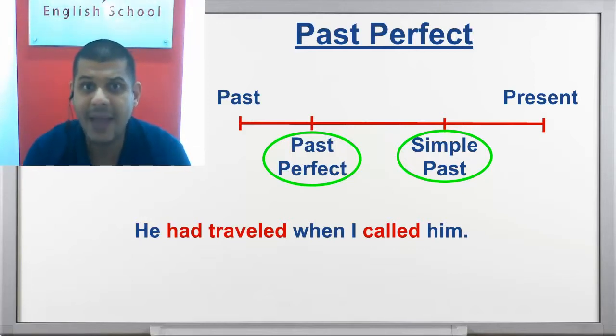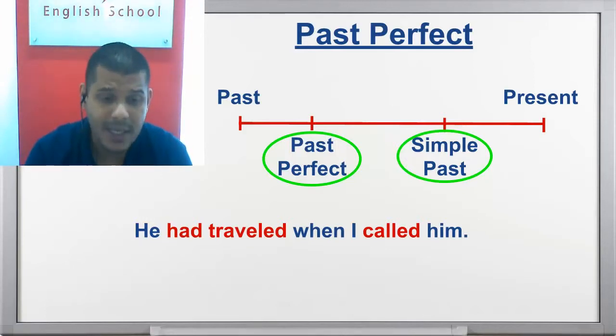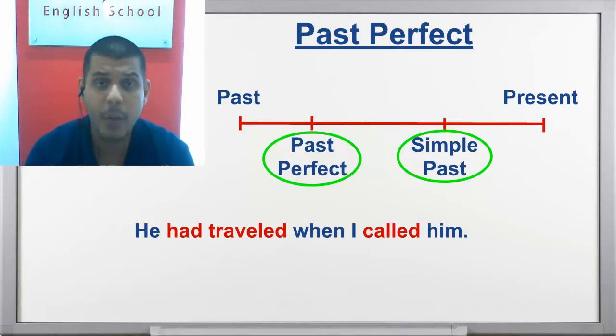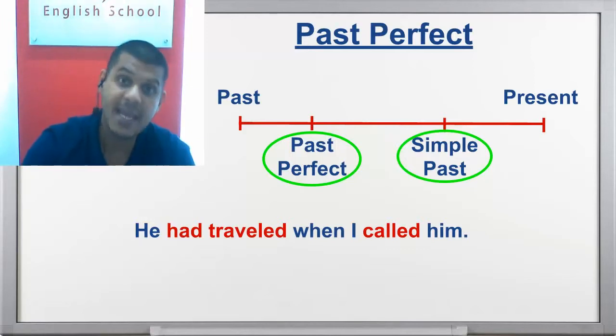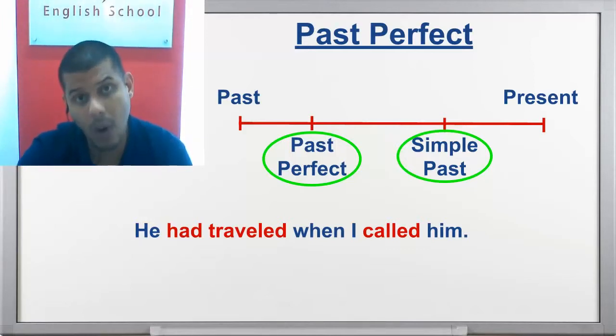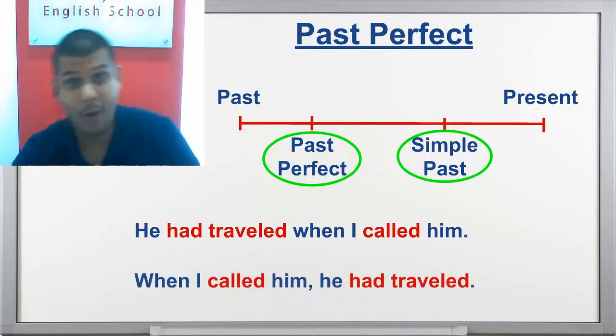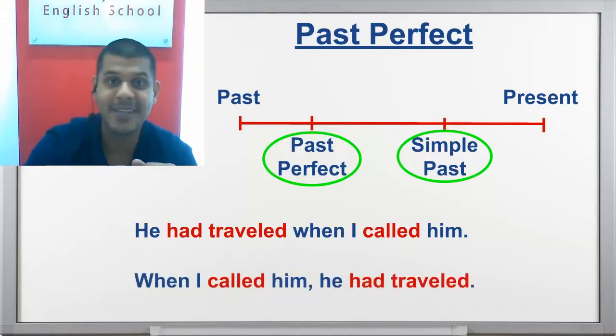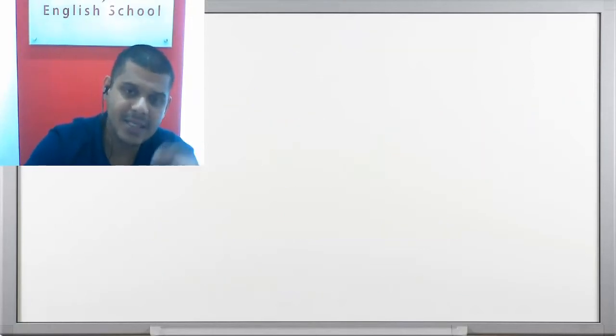She had arrived when I called her. All right. So what is important is to convey the message, but the order of the sentence is not important. For example, I can say he had traveled when I called him, or I can say when I called him, he had traveled. You see, it doesn't make any difference in the meaning. All right? Okay? So my friends, now let's continue here.